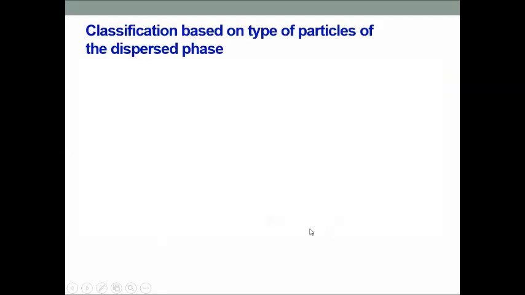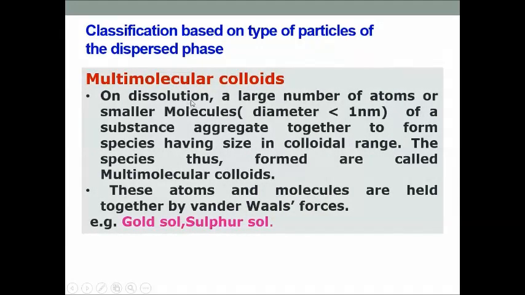The third type of classification is based on the type of particles of the dispersed phase. The first one is multimolecular colloids. On dissolution, a large number of atoms or molecules of a substance aggregate together to form species having the size of the colloidal range. So, on dissolution, if the atoms and molecules aggregate to the size of a colloidal range, then the species formed are known as multimolecular colloids.